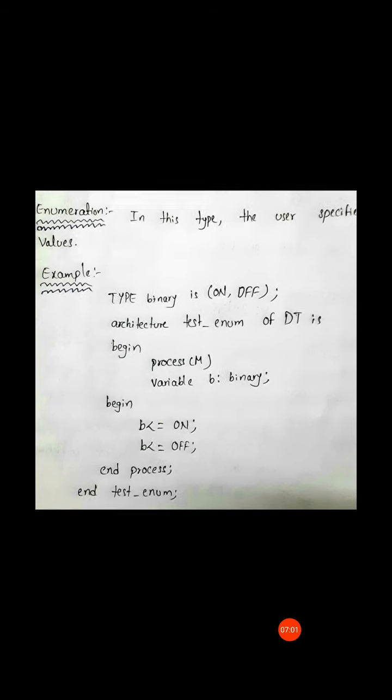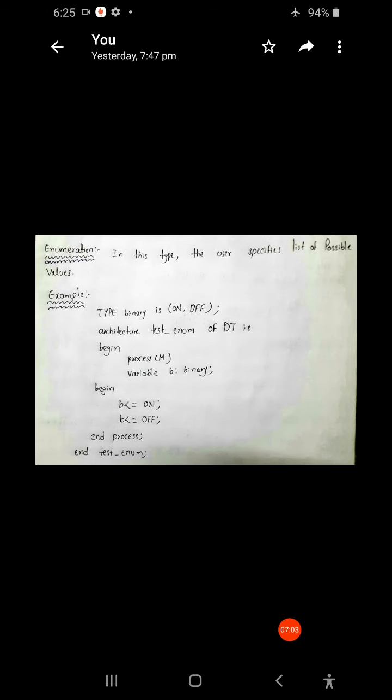Okay. So in this way we can take the example for this enumeration. In this enumeration we can give the values, binary values like boolean values, on or off, right? Found or miss, like that we can give the values. So that is regarding the enumeration data type.